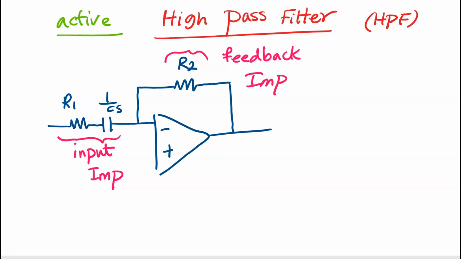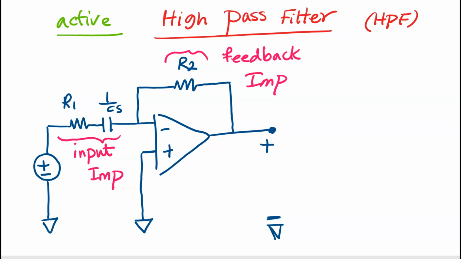And now in this circuit, I'm measuring my output signal to be the VO, which is the output voltage of the op-amp. And remember that the positive terminal needs to be grounded, and my input will be applied to the negative terminal of the op-amp. So here is my VI, and here is my VO. Now let's look at the transfer function of this circuit.